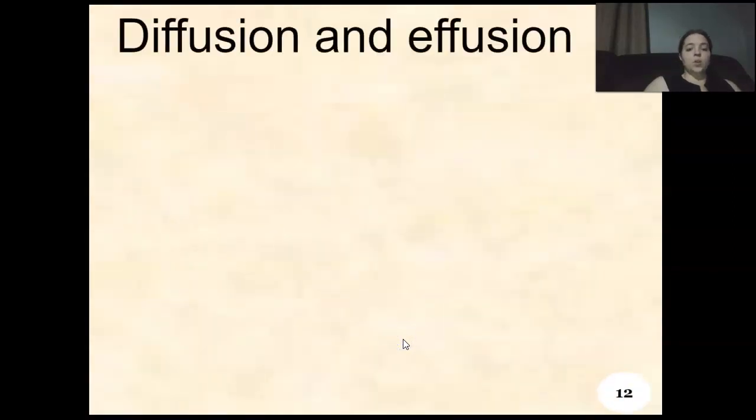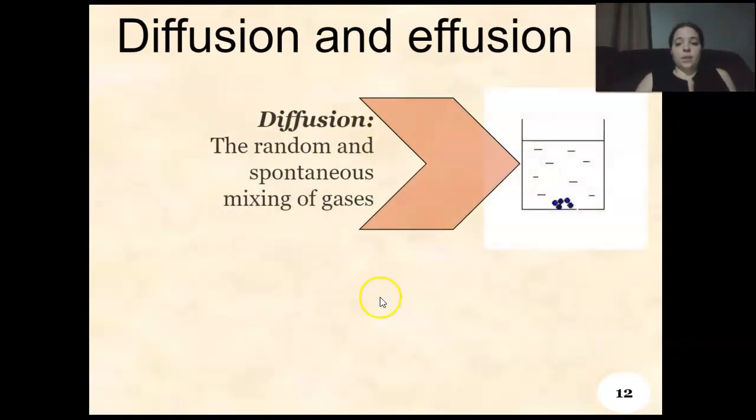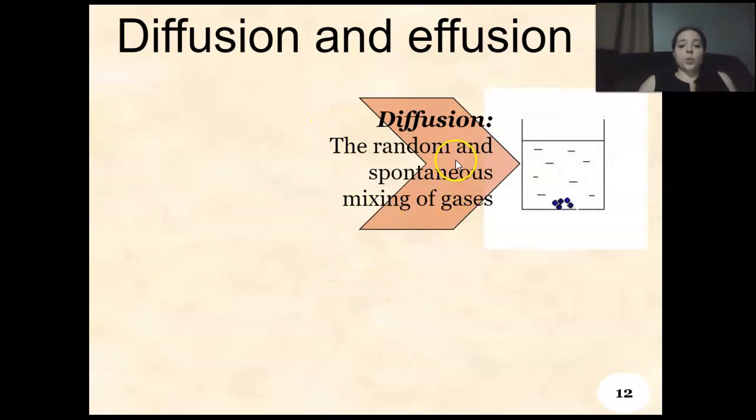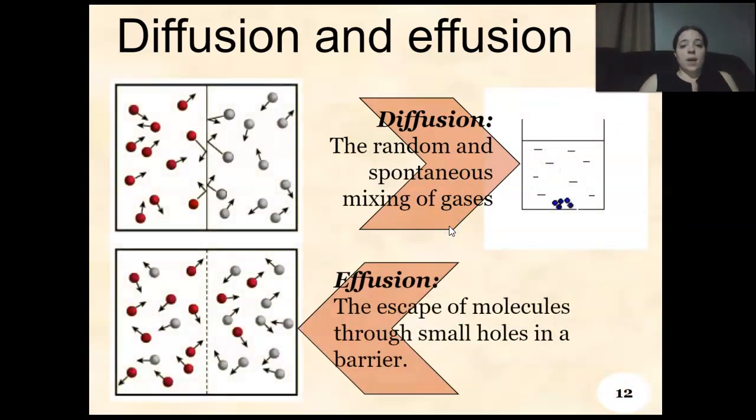Okay. So we've got this thing called diffusion versus effusion. Diffusion is the random and spontaneous mixing of gases. And then you've got effusion, the escape of molecules through the holes in a barrier. All right, so diffusion. That would be like your soda cans. They're diffusing the air, they're pushing it down into there.